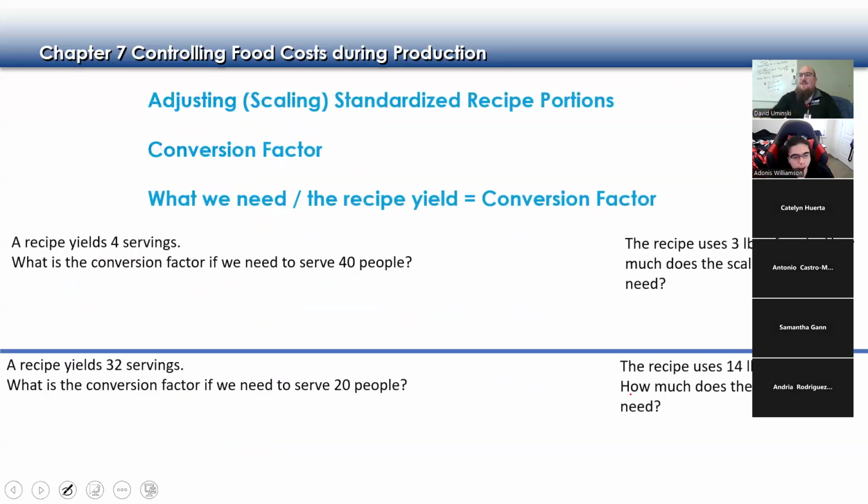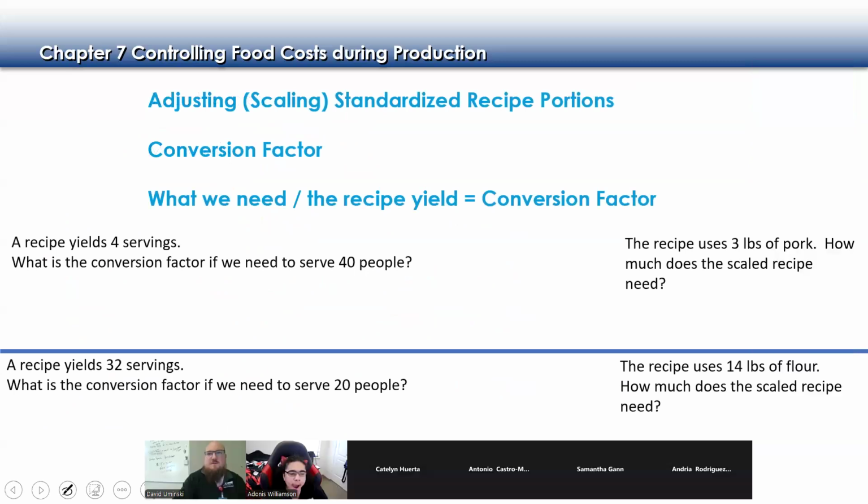Okay. The other thing that we want to talk about, oops, I see a chat. Hold on, let me look. Yes, less food waste. Thank you so much, Samantha.